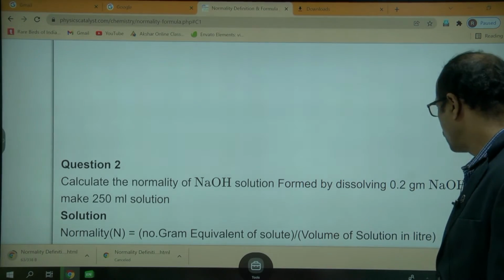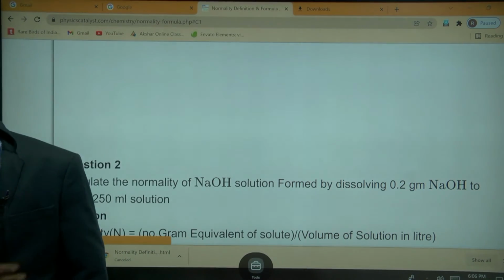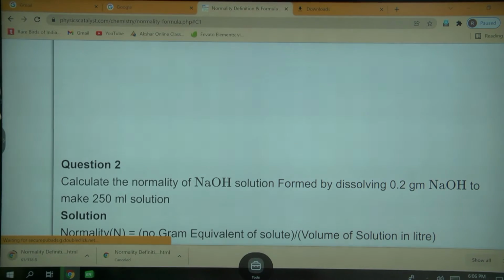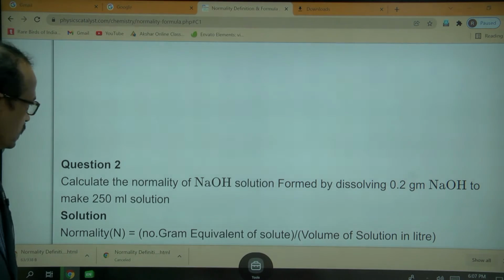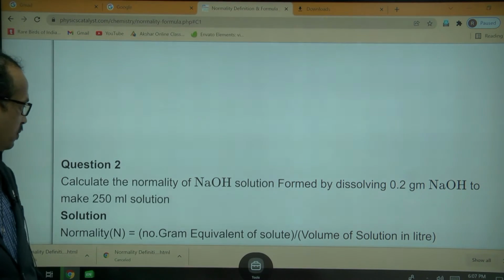Calculate the normality of sodium hydroxide solution formed by dissolving 0.2 grams of sodium hydroxide to make 250 ml solution. I have written. Yes, sir.